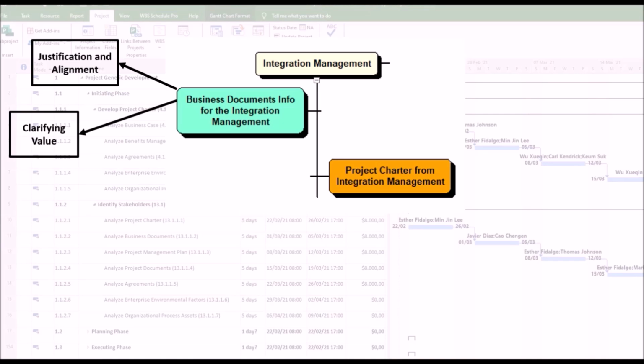2. Clarifying value. Business documents clarify the value the project will deliver to the organization, such as increased revenue, cost savings, improved efficiency, or enhanced customer satisfaction. 3. Feasibility and viability. Business documents provide data and analysis to help decision-makers evaluate whether the project is feasible, viable, and worth pursuing. This ensures informed decision-making and reduces the risk of pursuing unviable initiatives.